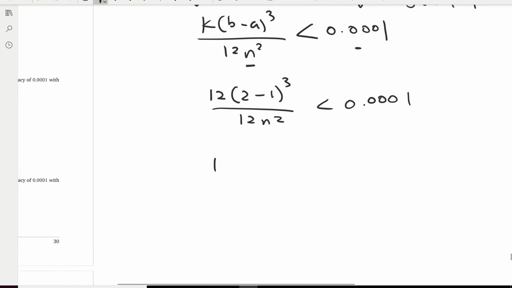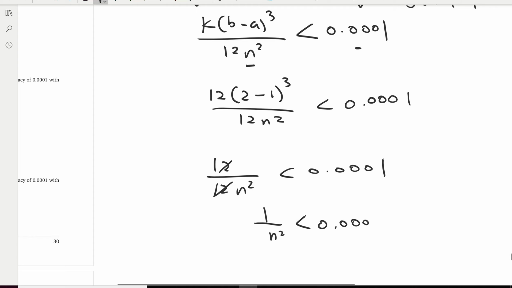Let's simplify this. 12 times 2 minus 1 is 1. 1 cubed is 1 over 12 n squared. This is nice. Nice numbers. 12 cancelled out. Okay. So 1 over n squared should be less than 0.001.